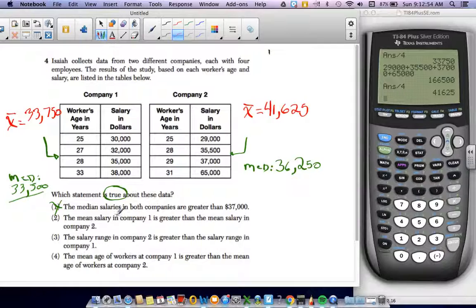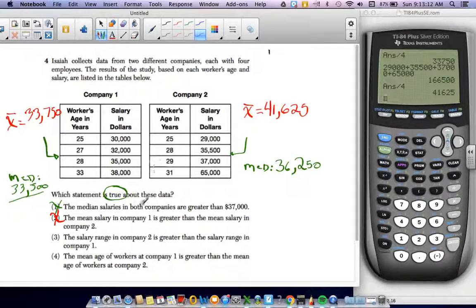Okay, so now let's read the choice. The mean in company 1 is greater than the mean of company 2, which also is unfortunately incorrect, so we're going to have to keep working here. Our mean for company 1 was 33,000. It's about 8,000 less than company 2, so obviously it's not more than company 2.